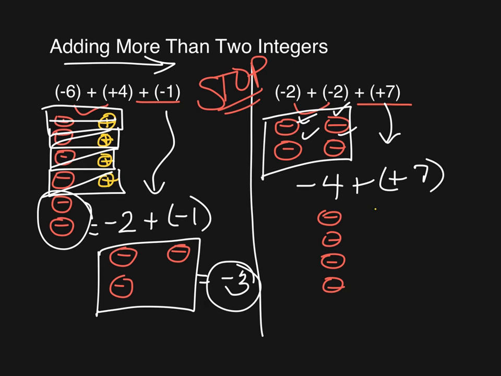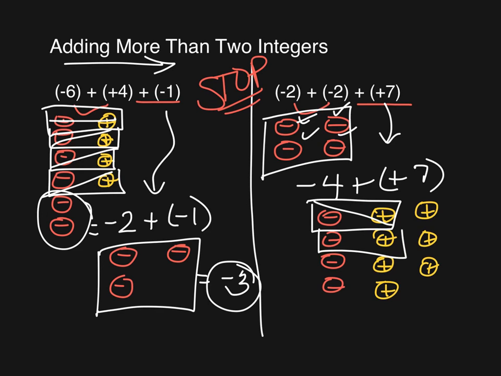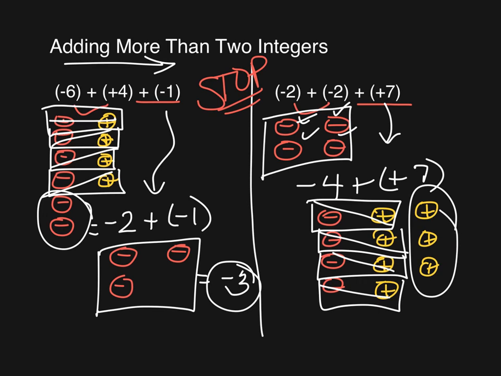plus +7, so that's 1, 2, 3, 4. Now I know that they're all going to line up, but I'm kind of running out of room on the bottom here, so I'm just going to go up and continue my positive chips. So that's 1, 2, 3, 4, 5, 6, 7. You'll notice that my 0 pairs are still next to each other, so I can cancel them out. There's 1, 2, 3, 4 0 pairs. I'm left with positive 3 as my answer. And that's how you add integers using integer chips.